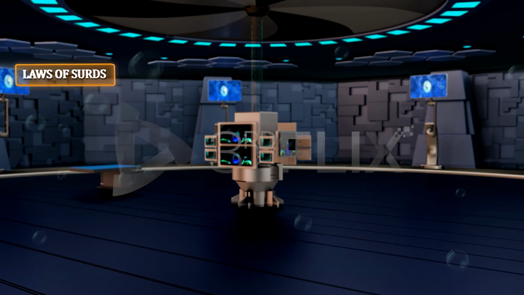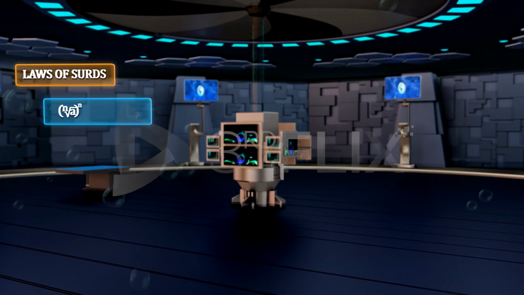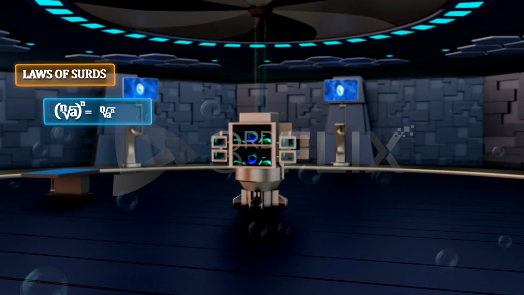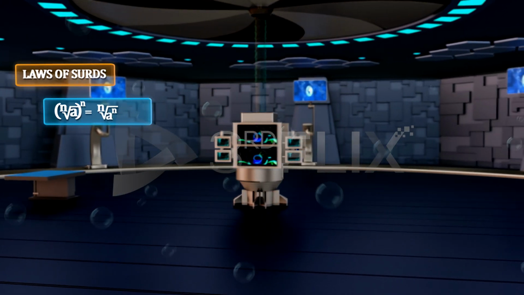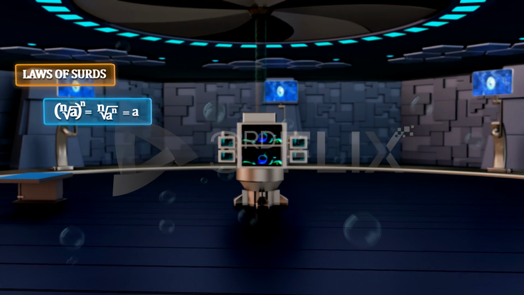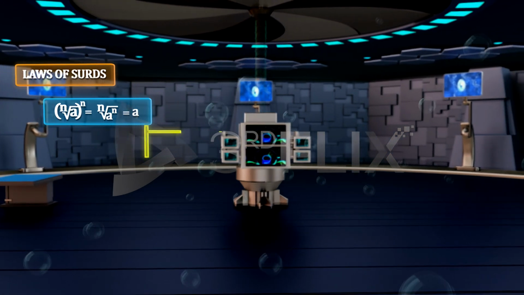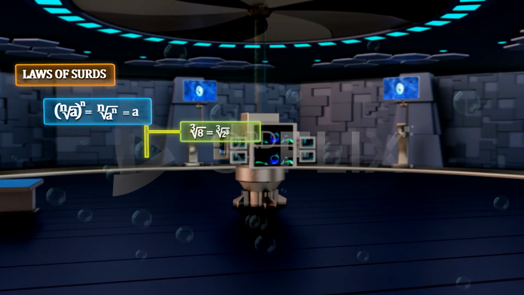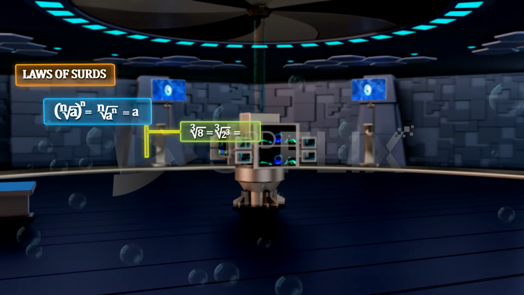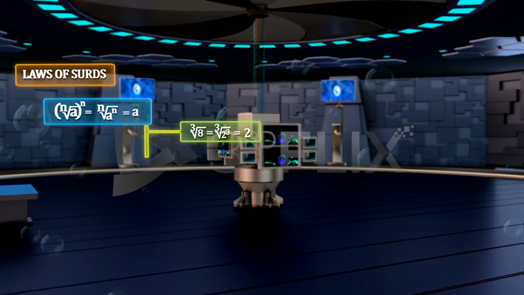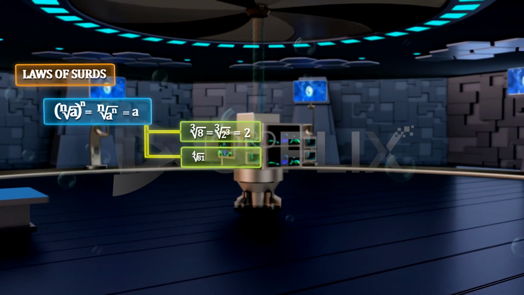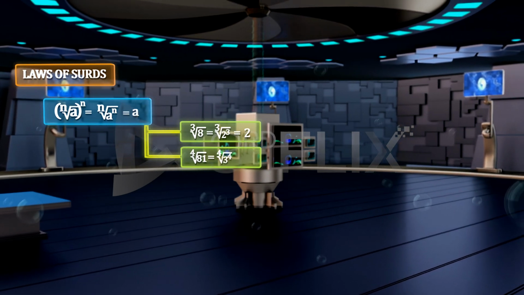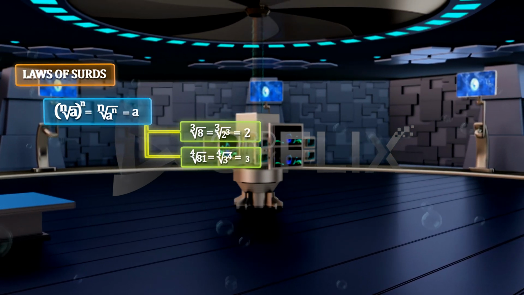Laws of surds. Nth root a whole power n equals nth root a power n equals a. Examples: cube root 8 equals cube root 2 power 3 equals 2. Fourth root of 81 equals fourth root of 3 power 4 equals 3.